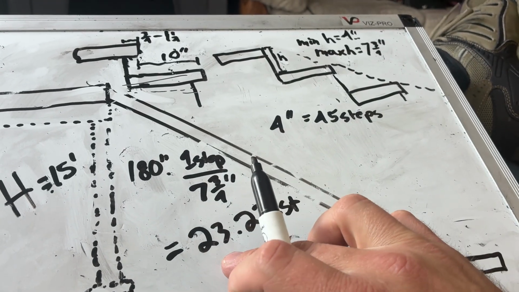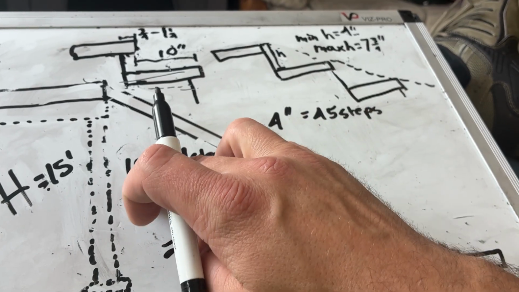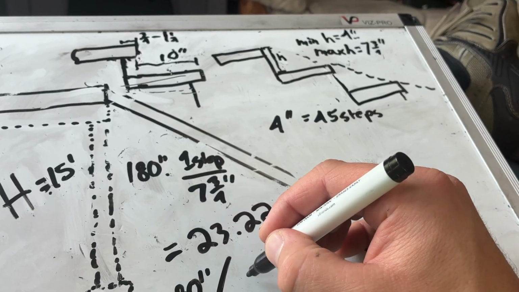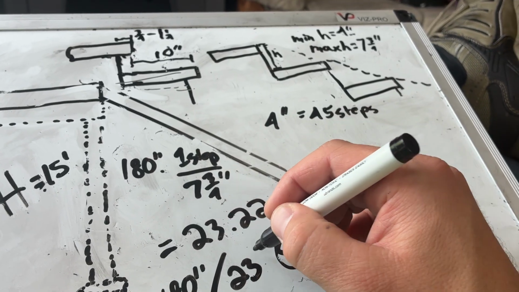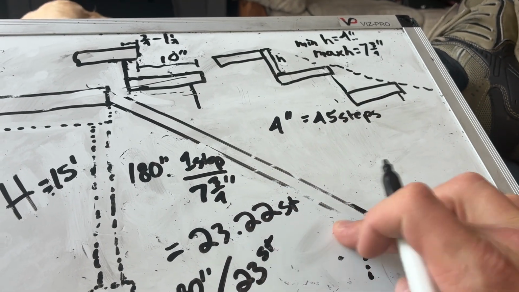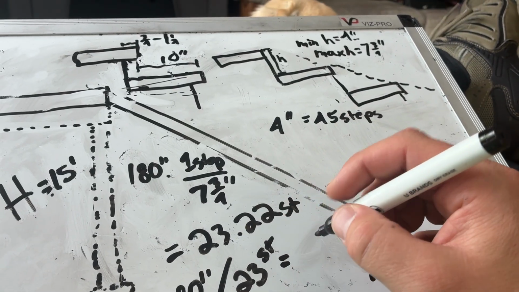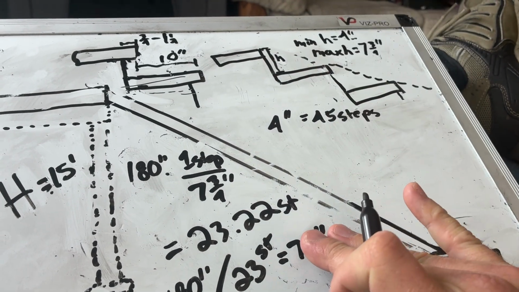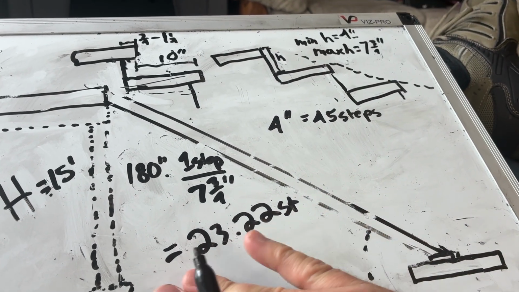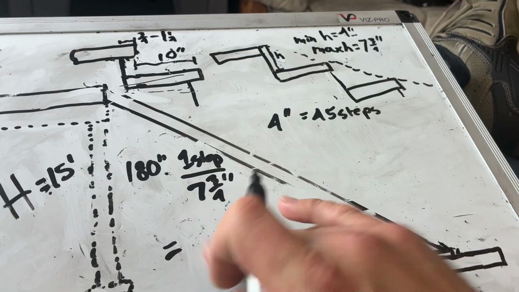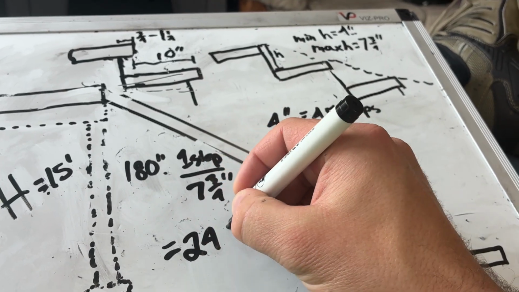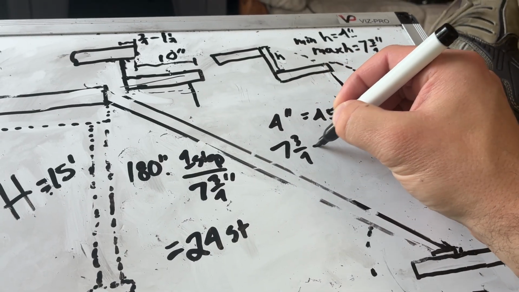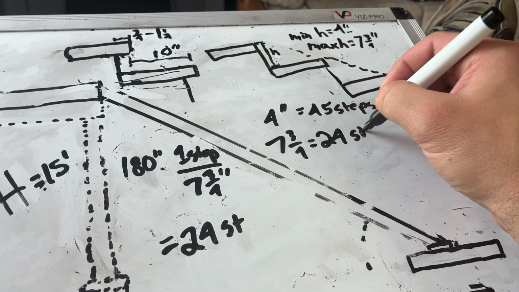Well, what happens if we have 23? Then we have to check with our original height. So we have 180 inches divided by 23 steps. And that's actually going to give us 7.8 inches per rise, and that's not going to work. So that means this has to be 24 steps. So we have 7 3/4 giving us 24 steps.